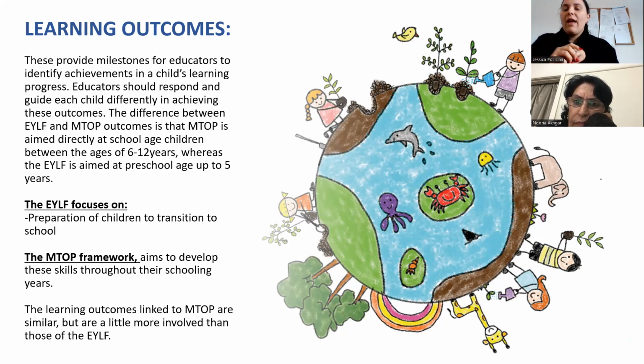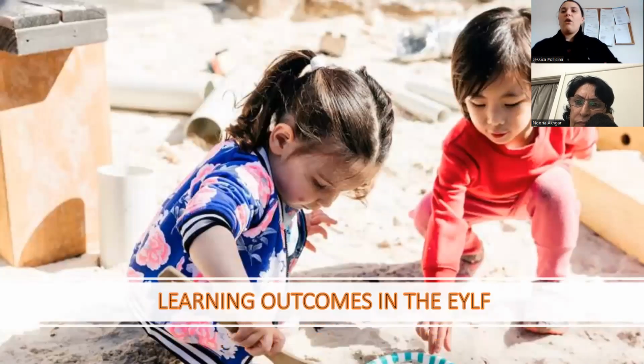Okay, so the learning outcomes in both are very, very similar, but obviously in the My Time, Our Place, it's going to be a little bit more involved and complex. Okay, and we're going to look at the difference. So we're going to start off with learning outcomes in the early years learning framework.